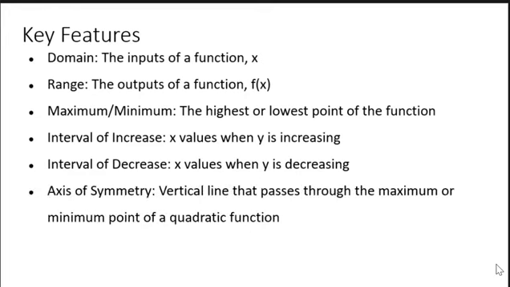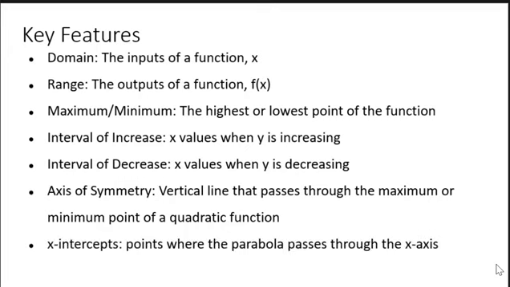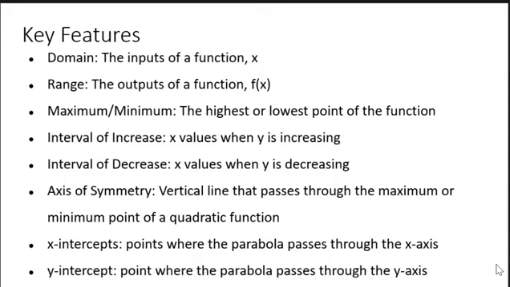The axis of symmetry is the vertical line that passes through the minimum or maximum point of a quadratic function. The x-intercepts are points where y equals 0. This is where the parabola passes through the x-axis. A quadratic function can have 0, 1, or 2 x-intercepts. The y-intercept is the point where x equals 0. Quadratic functions have only one y-intercept.